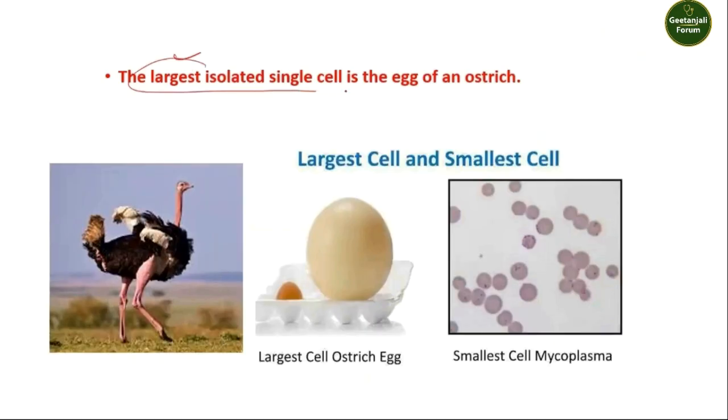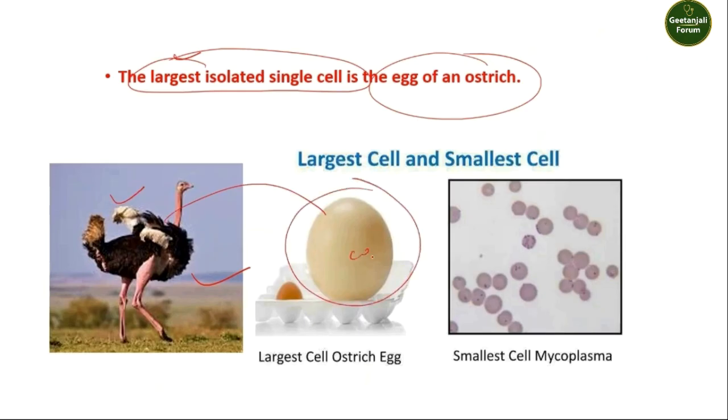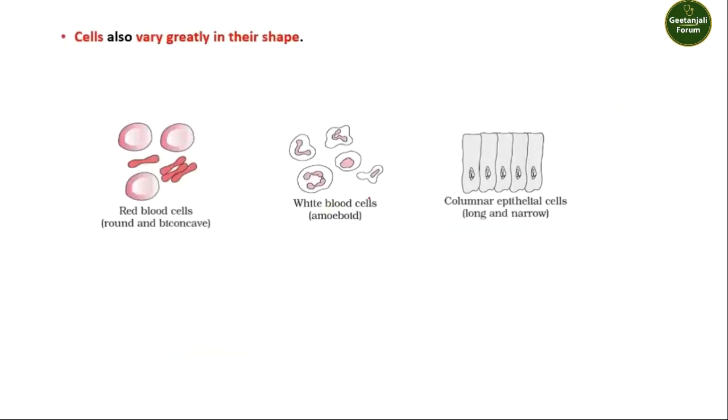Similarly, the largest single cell is the egg of an ostrich. This is an ostrich. This is its egg. It is a single cell. It is the largest cell. So the largest cell is egg of ostrich and the smallest cell is mycoplasma. The cells differ in their sizes.